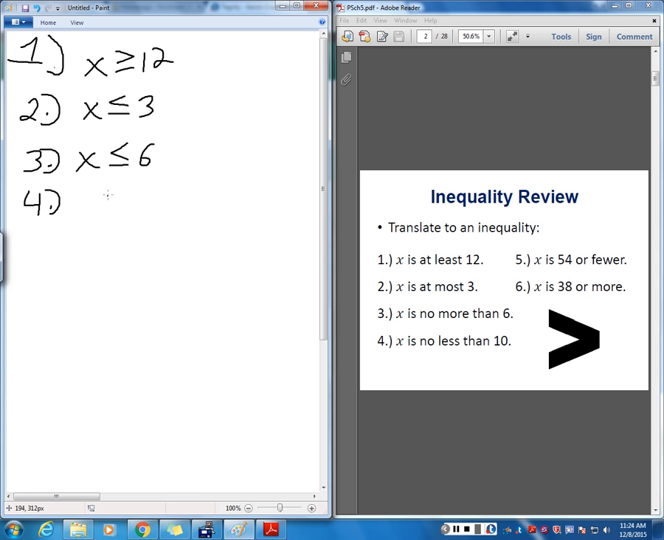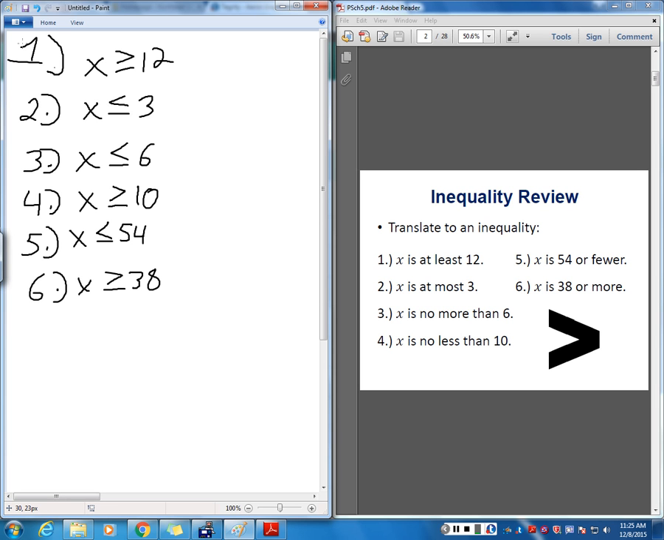Number 4, x is no less than 10, so x can be 10, but it can't be less, so it would have to be greater than. Number 5, x is 54 or fewer, so x can be equal to 54 or anything less. And number 6, x is 38 or more, which is greater.